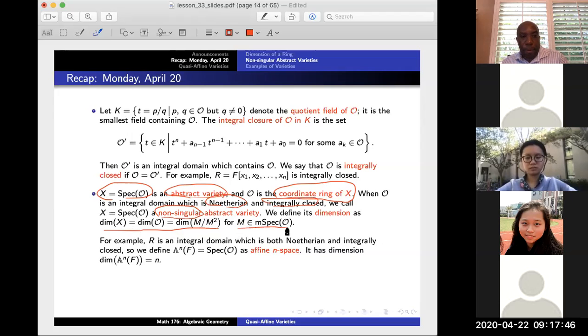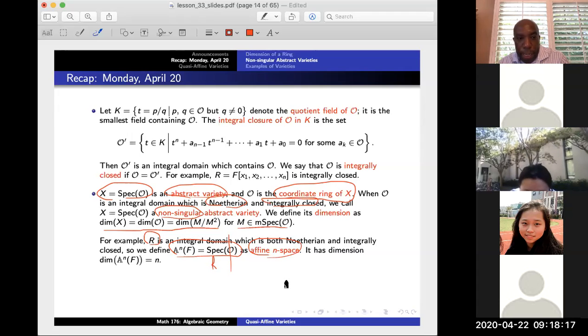So as an example, let's go back to our polynomial ring R. Well, we know that that is an integral domain that is both Noetherian and integrally closed. So we think of spec of that ring as our affine n-space. So again, spec of R should be affine n-space. There actually is a typo here. This shouldn't be O, this should actually be R. So this is what we're calling affine n-space.